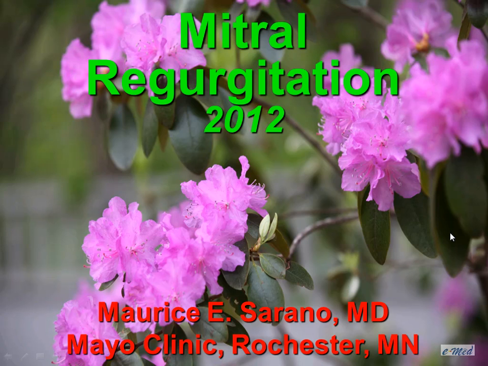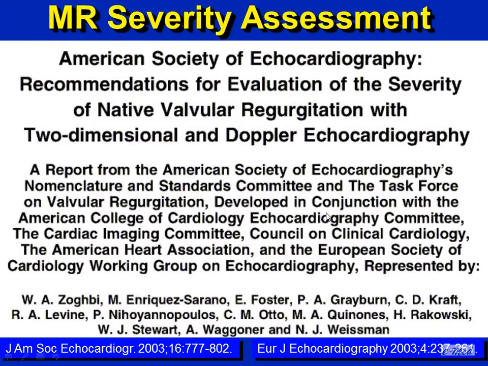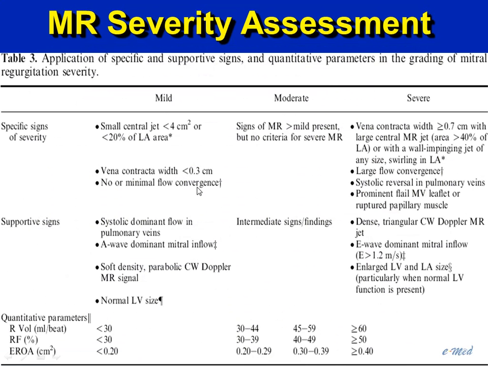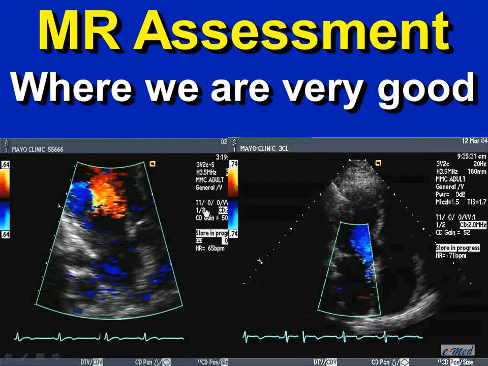So we're going to talk about mitral regurgitation, revisited: how we quantify and assess the MR. There are guidelines that I was privileged to be part of from the American Society of Echo that everybody in the world is applying. And the guidelines have three groups of signs: specific signs of severity, supportive signs, and quantitative parameters. So if you use that, you're in business. And so we'll see how that works.